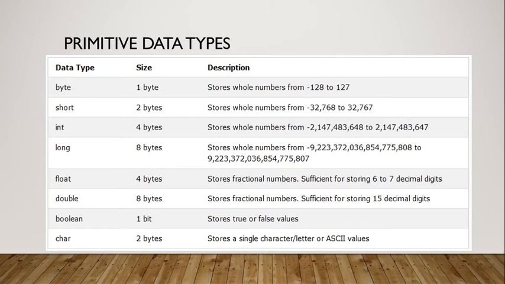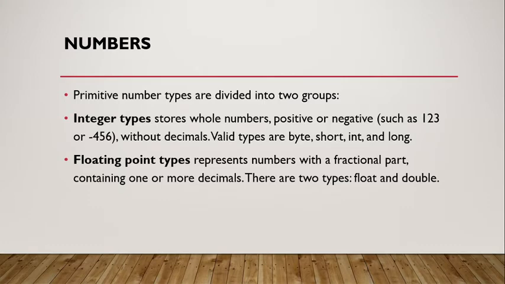Boolean. The boolean data type has only two possible values, true and false. Use this data type for simple flags that track true/false conditions. This data type represents one bit of information, but its size isn't something that's precisely defined. Char. The char data type is a single 16-bit Unicode character. It has a minimum value of '\u0000' or 0, and a maximum value of '\uffff' or 65,535 inclusive.